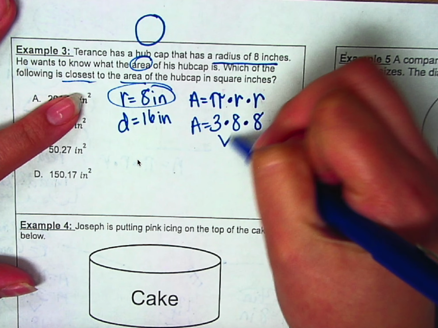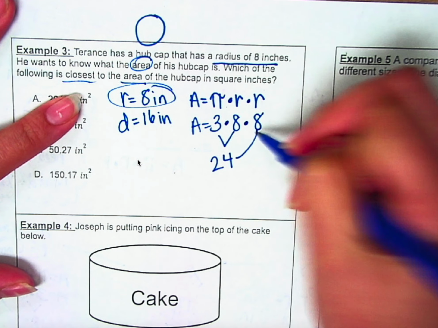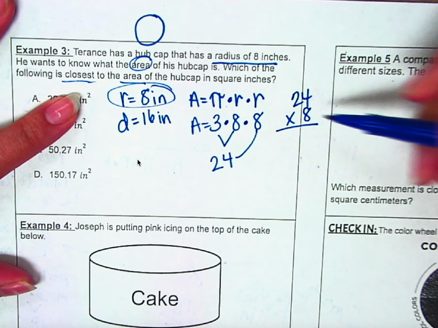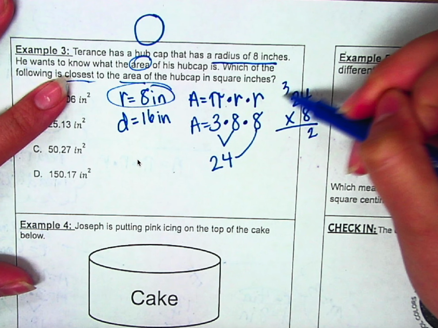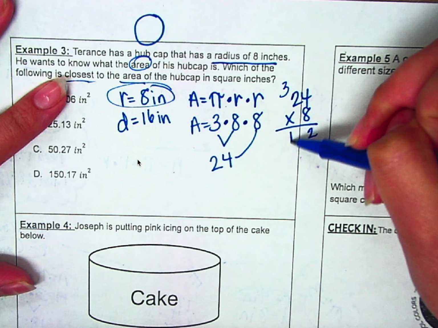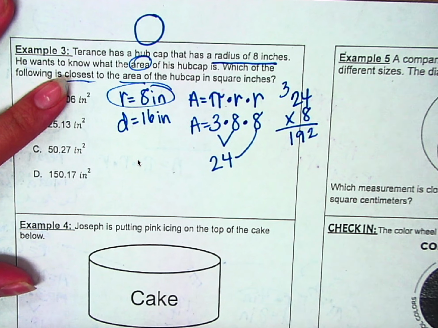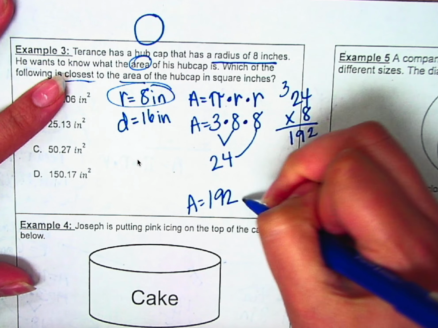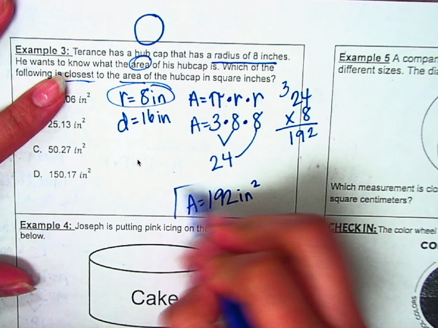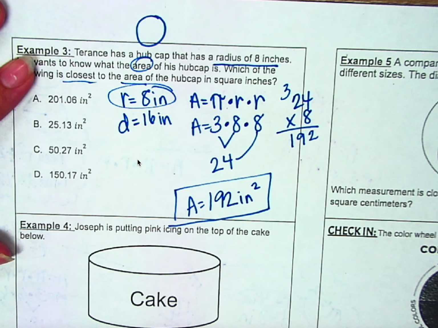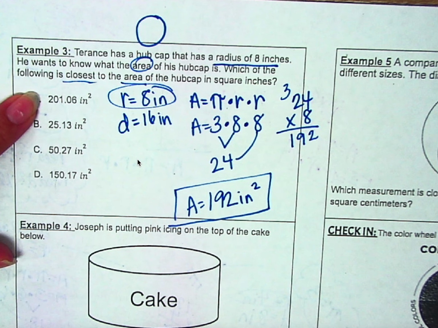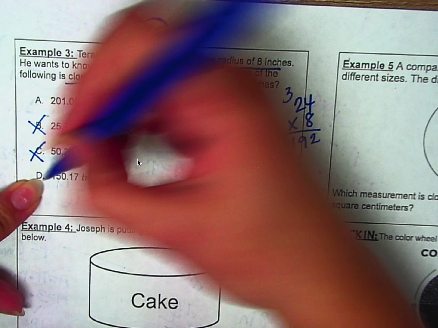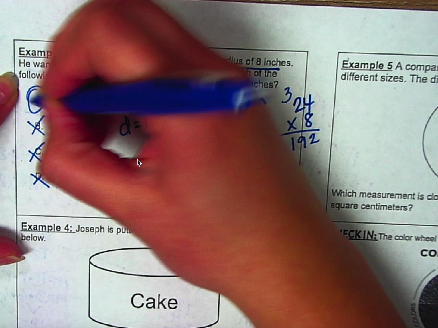Now I'm going to multiply 3 times 8, which is 24. Then I'm going to multiply 24 times 8. I'm going to do the math on the side here. 8 times 4 is 32. 8 times 2 is 16, plus 3 is 19. So 192. So A is equal to 192, and my measurement was inches. And because it's area, it's going to be squared. Box my answer. So which one is closer? 201. Okay, that's pretty close. Not 25. Not 50. 150. Nope. That's way too long. So my answer is going to be A.